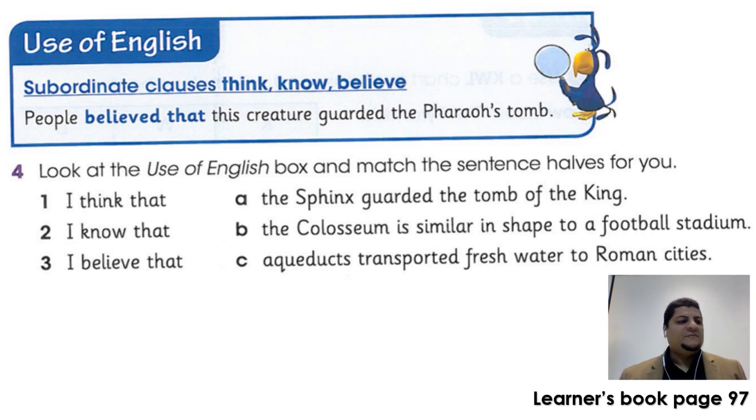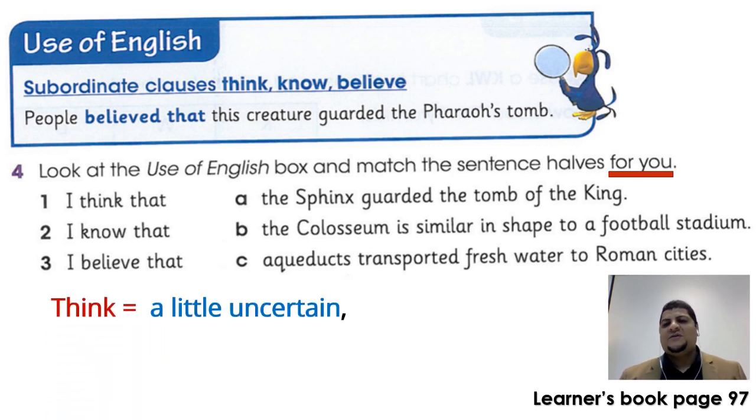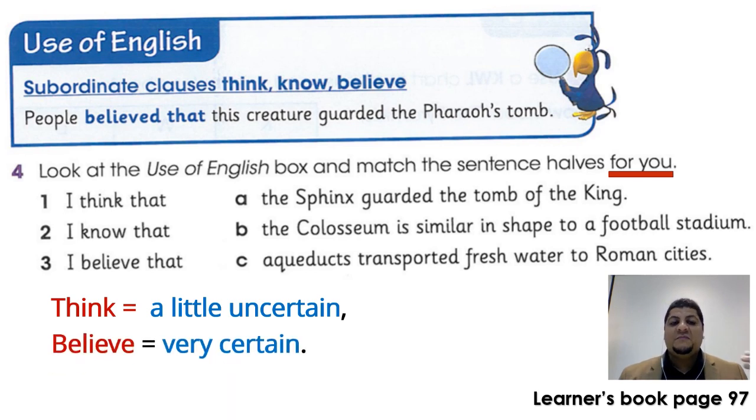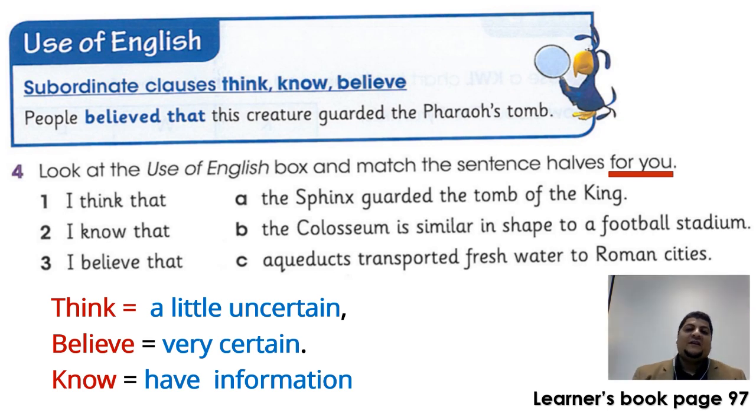Here, this is on page 97. Please look at the Use of English box and match the sentence halves for you. I said for you. Why for you? Because it's up to you. There are no incorrect answers here. Whatever you say is correct. All I want you to do is to use think as a little uncertain, believe as very certain, and know as if you have information.